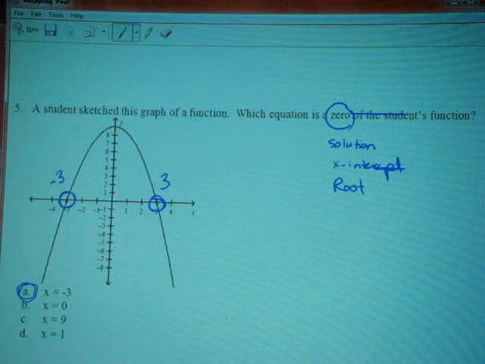A zero means where it crosses the x-axis, not the y, the x.